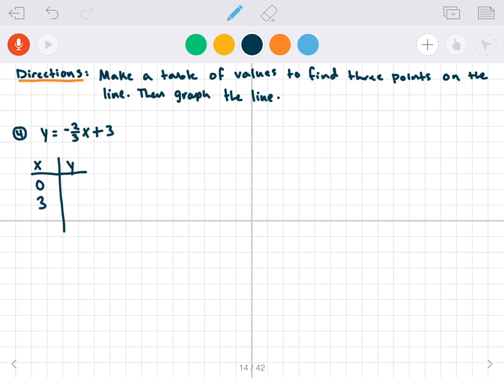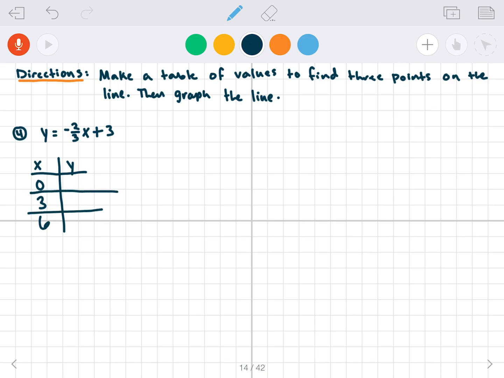Because 3 is going to cross divide with that 3. What about 4? 4 is not going to cross divide with that 3. 5, no. 6 will. 6 will cross divide with that 3. So let's find our corresponding y values.